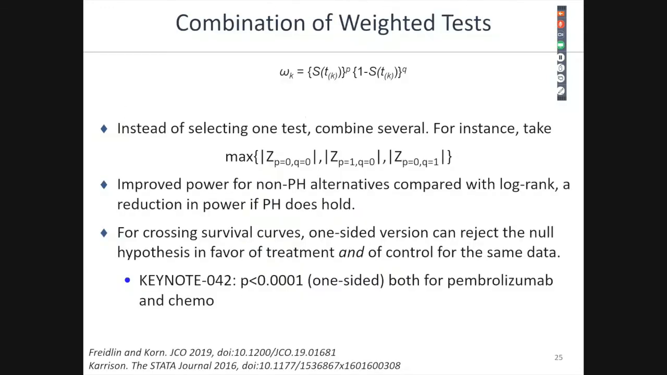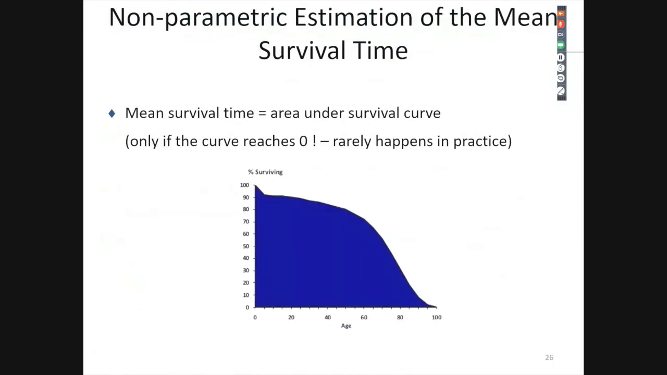Okay, now what if we want to estimate the treatment effect? I mean, the Logrank test, weighted or not, is a testing procedure, but how about estimating the treatment effect? Now, as I said, in a non-PH situation, we shouldn't use the hazard ratio. Well, the idea would be to look directly at the time scale and perhaps to work with the mean survival time.